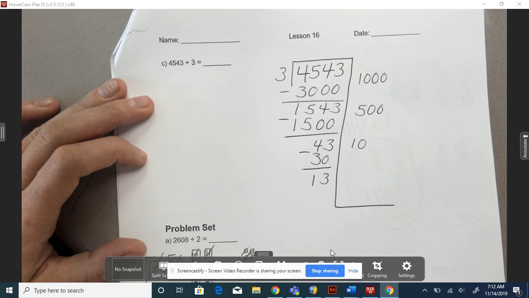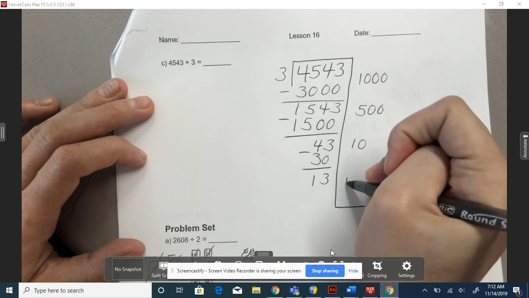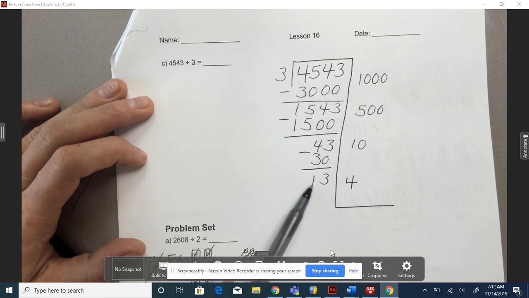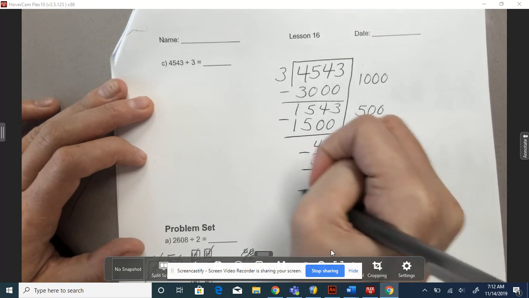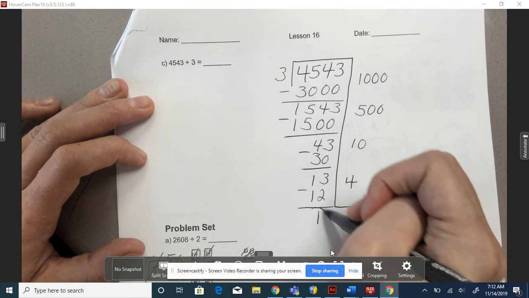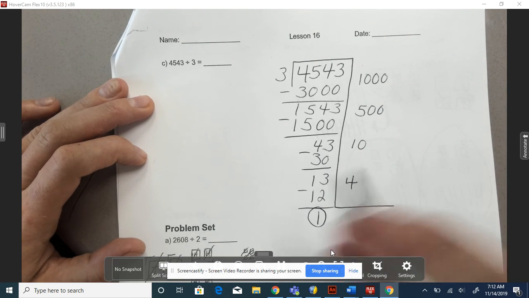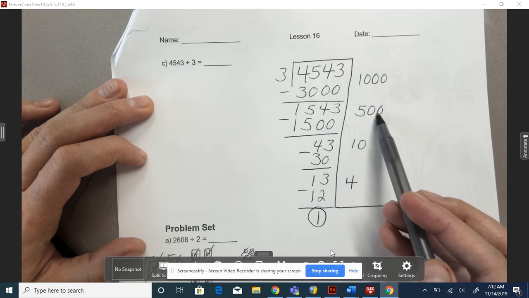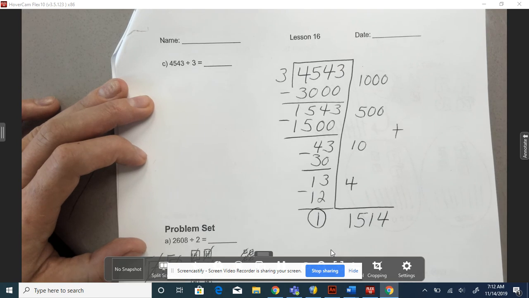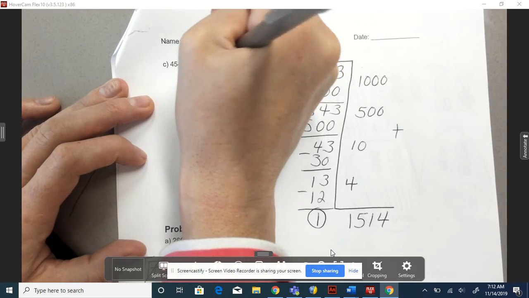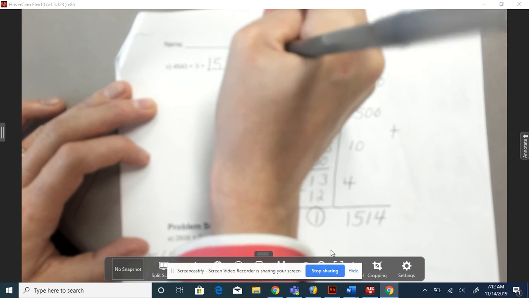Let's see. I'm going to use my basic facts again. 3 times 1 is 3. 3 times 2 is 6. 3 times 3 is 9. 3 times 4 is 12. 3 times 5 is 15. That's too big. So 3 times 4 is the only number left where our product would be smaller than 13. 3 times 4 is 12. We're going to subtract, have 1 left over. 1 is our remainder. So now let's add these up. 1,000 plus 500 plus 10 plus 4 is 1,514. Oh, so our quotient, or our answer, is 1,514, remainder 1.